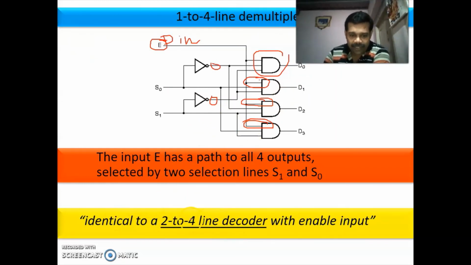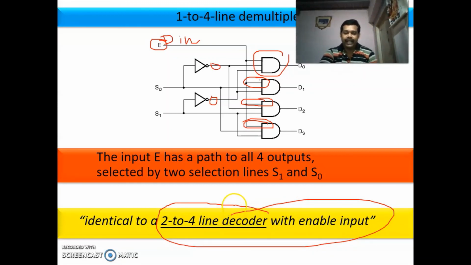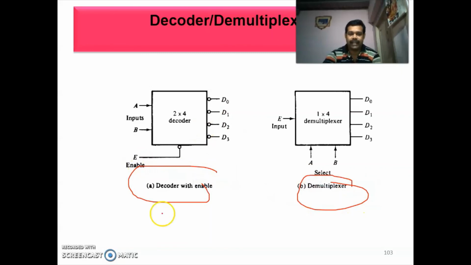Then another important thing is that a 2 to 4 line decoder with an enable input can act as a demultiplexer. A 2 to 4 line decoder with enable input is the same as a demultiplexer. So these are the same. This is the demultiplexer. This is a 2 to 4 decoder with an enable input.